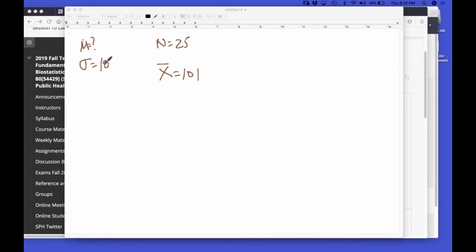If I take repeated samples, the standard deviation for samples, I'm going to give it a new name. Instead of standard deviation, I'm going to call it standard error. That's going to be equal to sigma over the square root of the sample size. So standard error is 10 over 5, which is equal to 2, right?